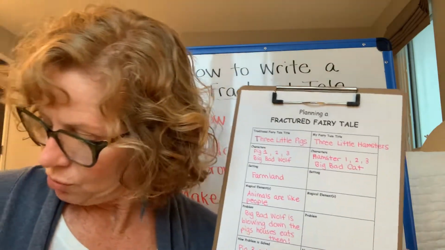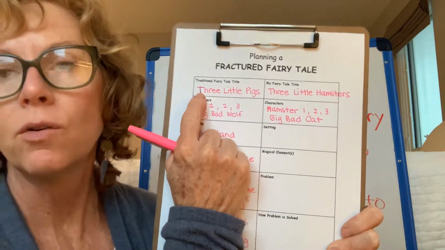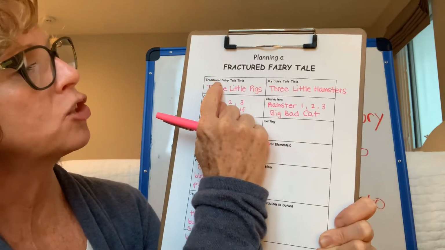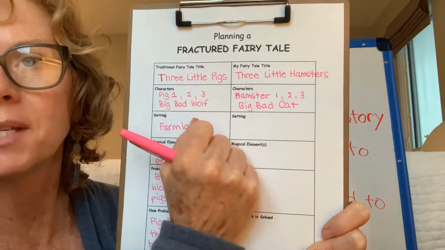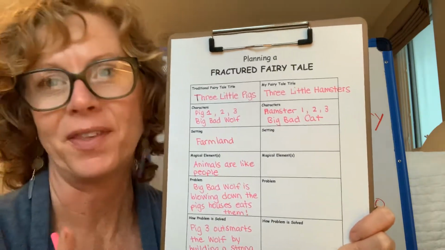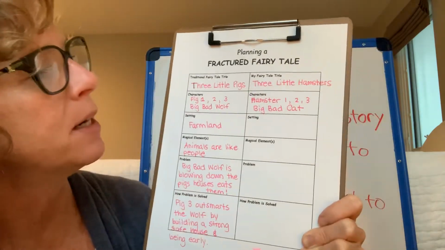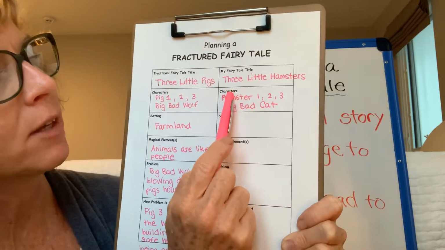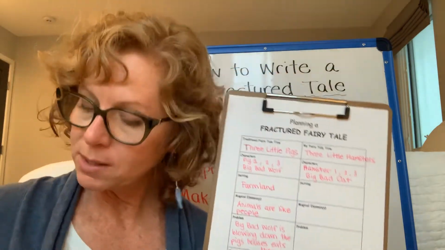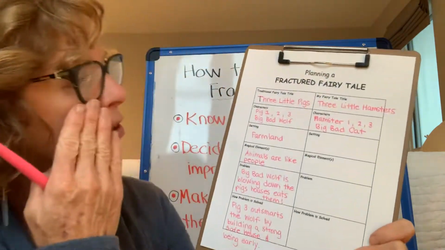So I'm going to choose to adapt Three Little Pigs. I wrote with a pencil, but you're going to type Three Little Pigs. This is the traditional fairy tale that you are adapting. My new title, I thought about this. It took me a little while to come up with a great idea, but I'm really excited about it. My new fairy tale title is going to be Three Little Hamsters. So instead of it being about the pigs, it's going to be about three hamsters.